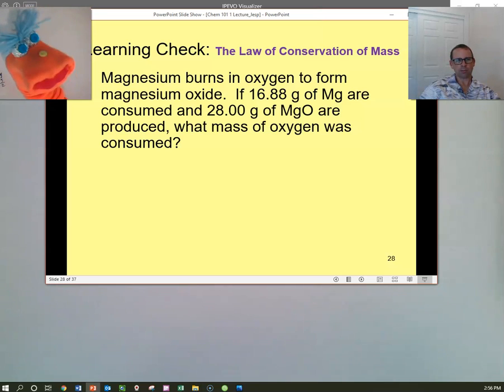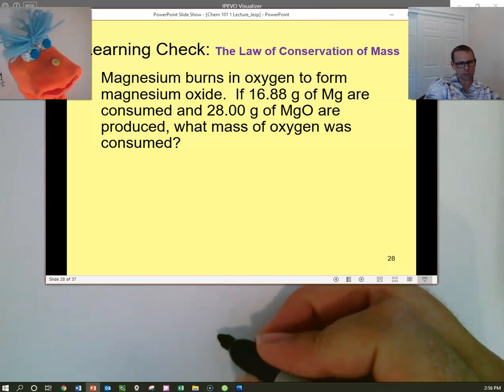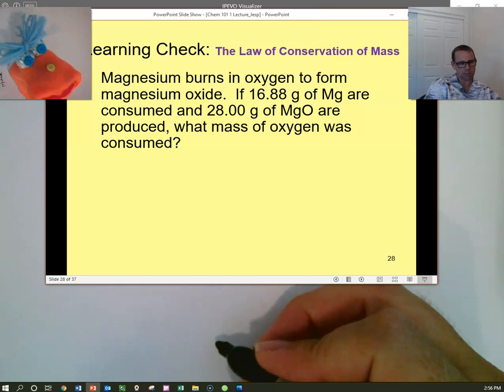You just need to subtract them. Subtract what? Well, 28 grams of magnesium oxide, and you started with 16.88 grams of magnesium, and you must have mixed some oxygen, so you can tell how much oxygen by subtracting the magnesium from the magnesium oxide.